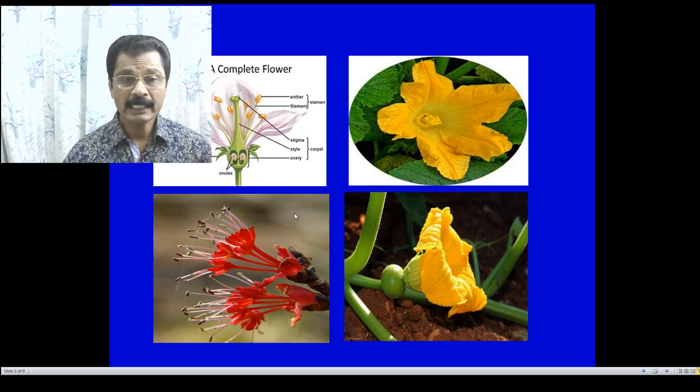Depending upon the whorls present here, if androecium alone is present, then it is called a staminate flower. You can see only stamens here. There is no gynoecium. And here you can see only gynoecium is present. Stamens are not there. Such flowers are called pistillate flowers. Here staminate flower. Here pistillate flower. Okay. Could you follow me?